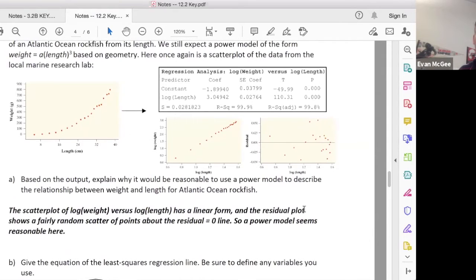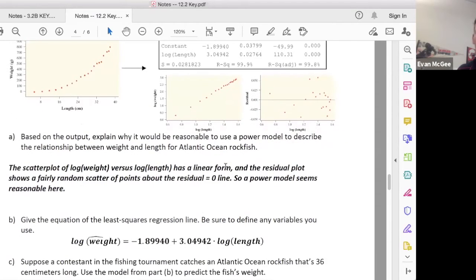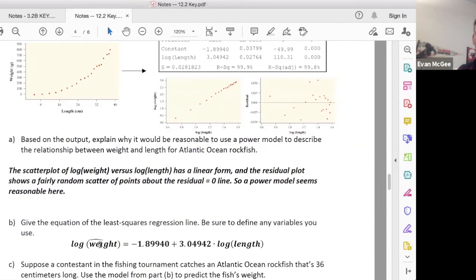Give the equation for the least squares regression line. So here it's the same deal. Coefficient of x, slope, coefficient of the constant, y-intercept. But now you have to make sure you're saying the log of the weight and the log of the length. So that's what we're doing here. Log of the weight with the hat because it's still predicted. And then the log of the length.